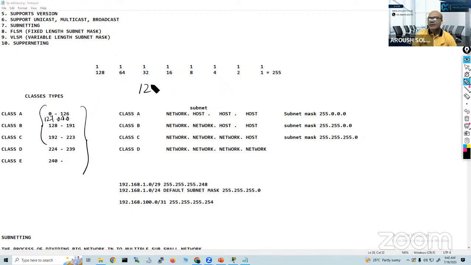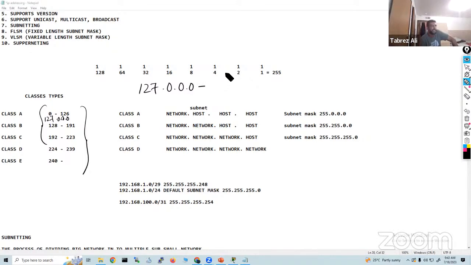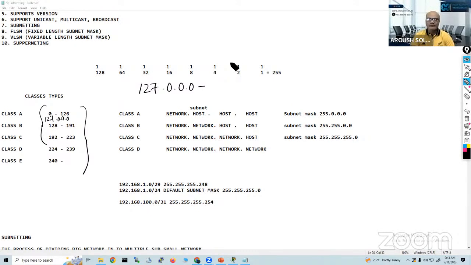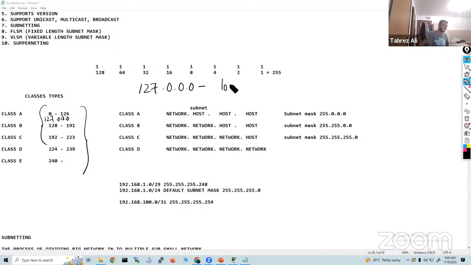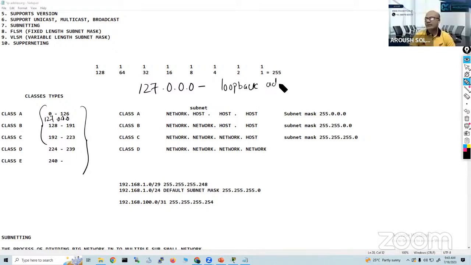That is 127.0.0.0. Why is it used? Tabrez, you tell me. I told you last week. I forgot, sir. So, loopback address, right? Okay, this is for your loopback address.